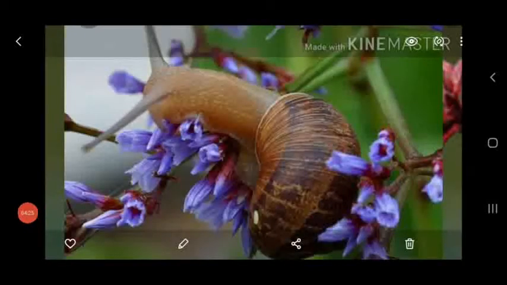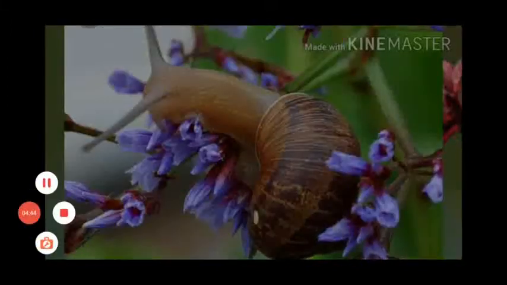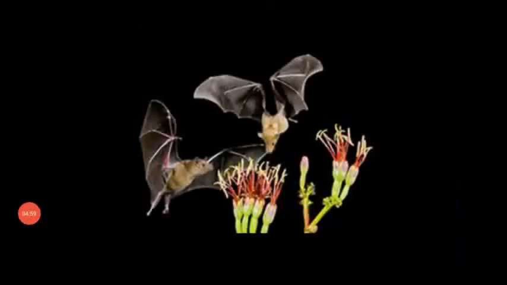Dear students, this is the diagram which shows pollination by snails and slugs. This type of pollination is said to be Malacophily. We have seen it in the previous video class. This is another diagram showing the pollination process by honeybees. That is said to be entomophily.